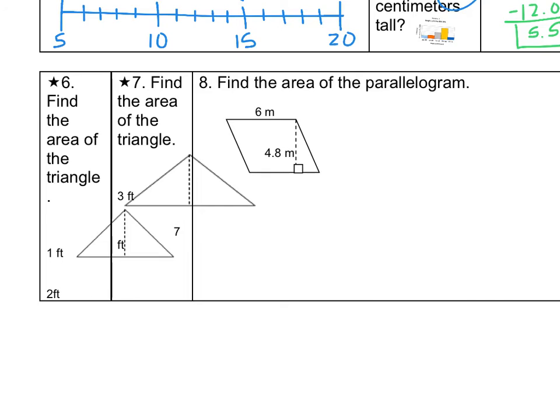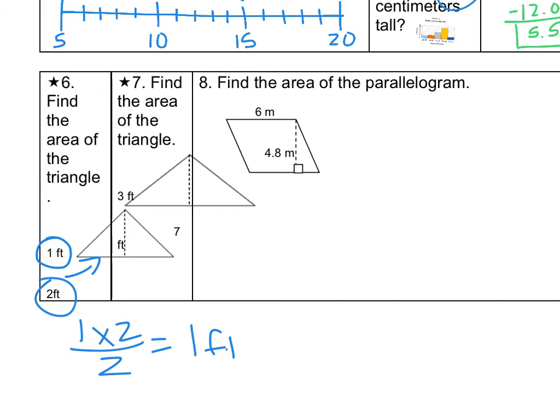Okay, so this is one big jumble, but we've got 3 different area questions, 2 triangles and a parallelogram. So let's just answer them all. Let's assume that the 1 foot is our height and the 2 foot is our base for this one. So it would be 1 times 2 divided by 2, which of course is just going to be 1, because 1 times 2 is 2, and 2 divided by 2 is 1, and that's going to be feet squared. Since feet is our units, that goes here.